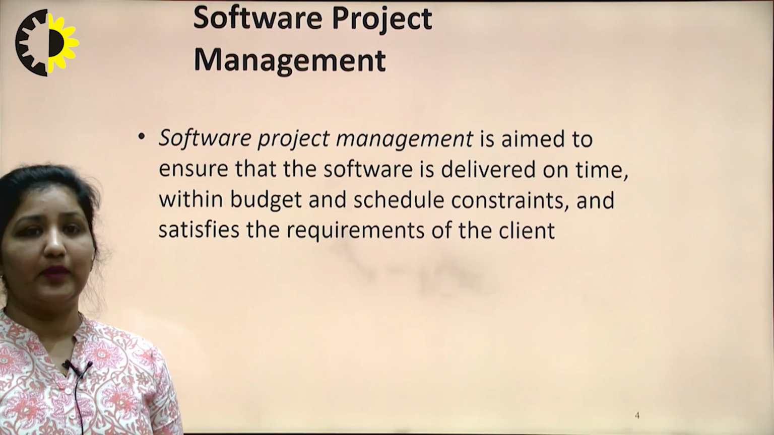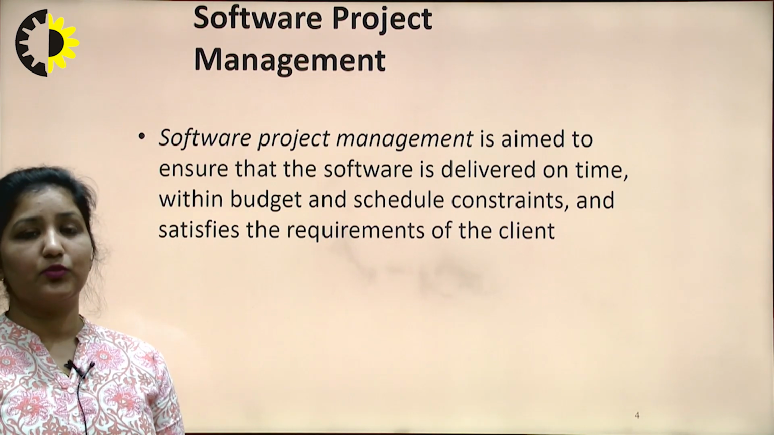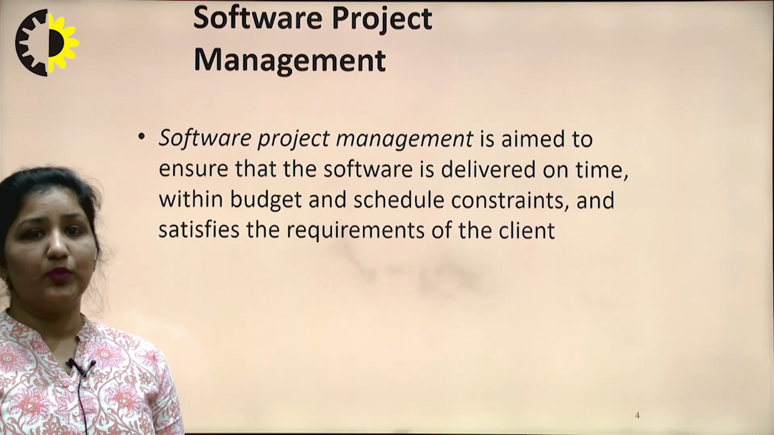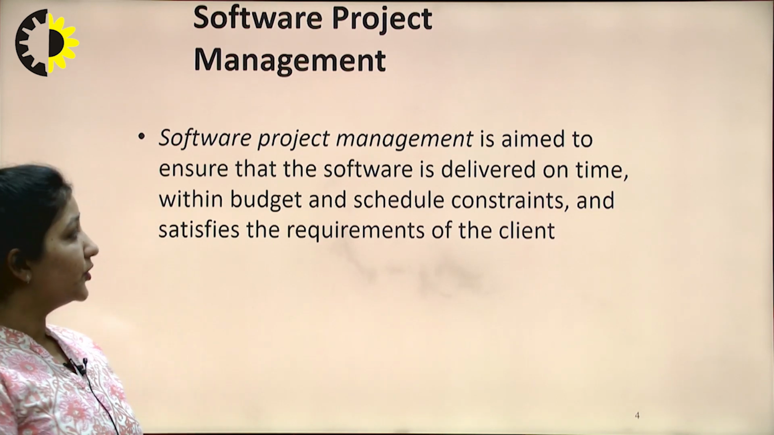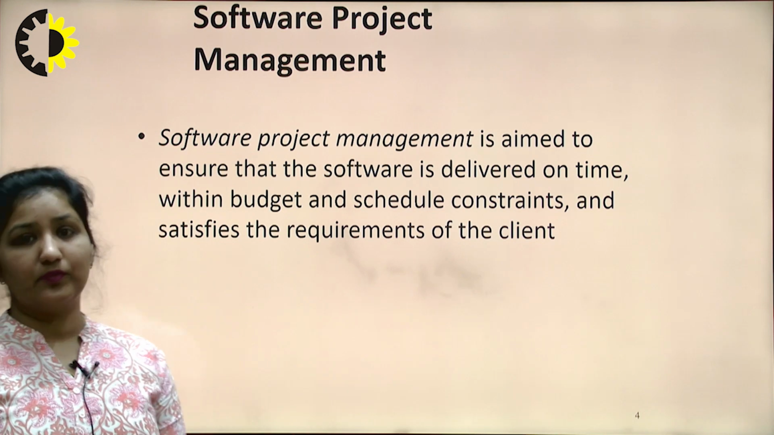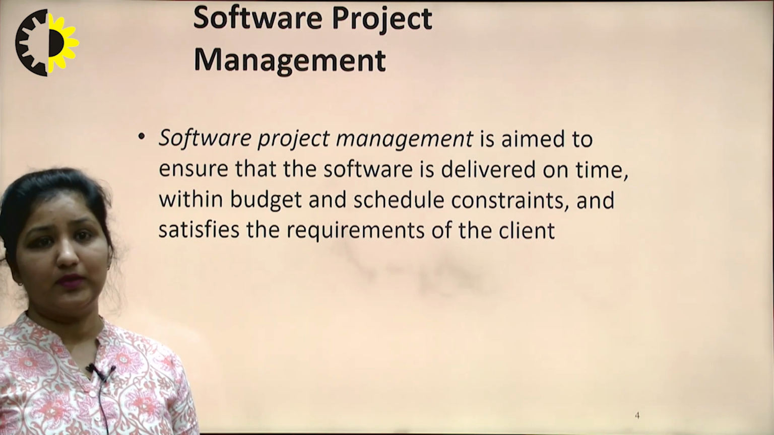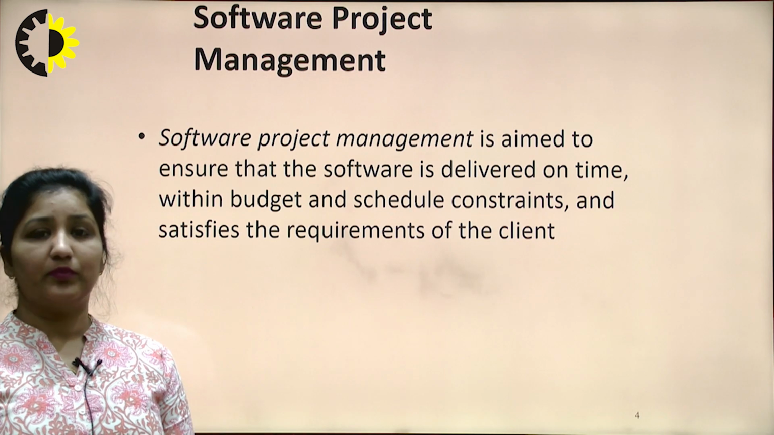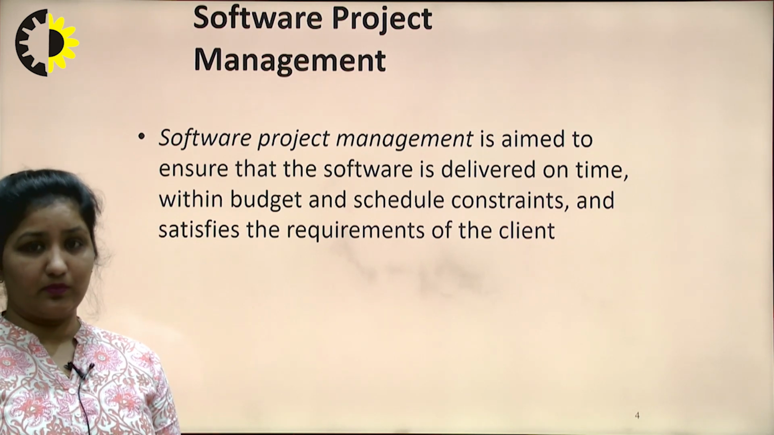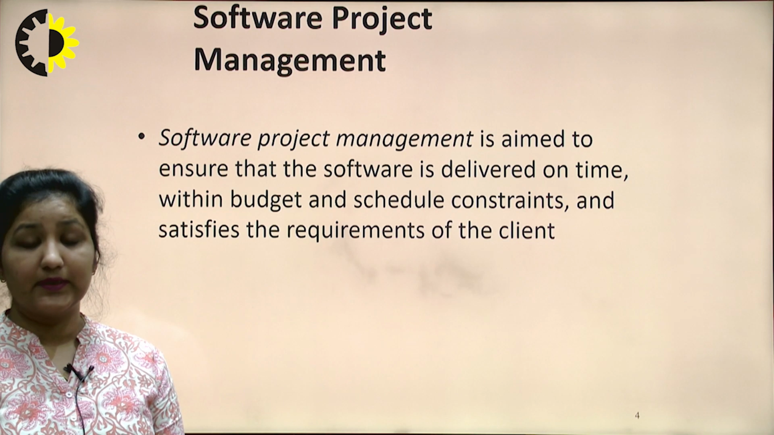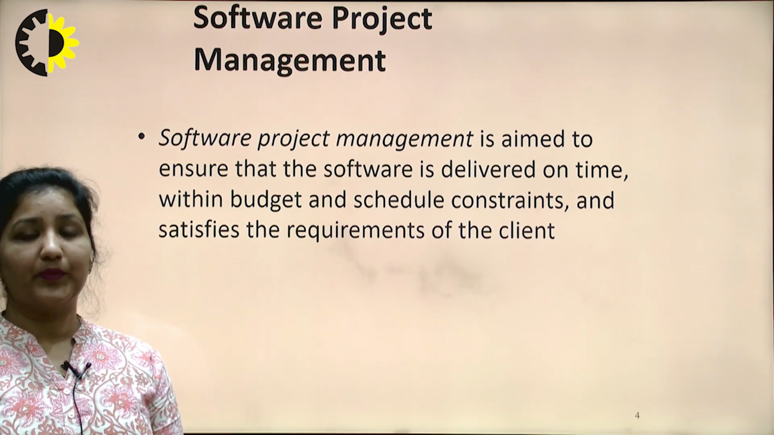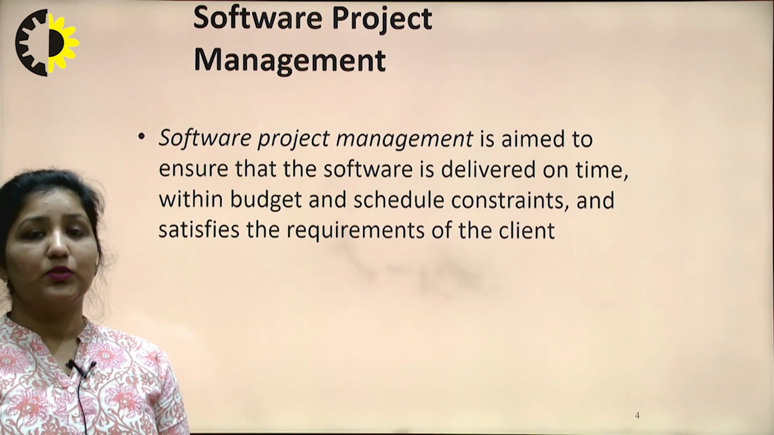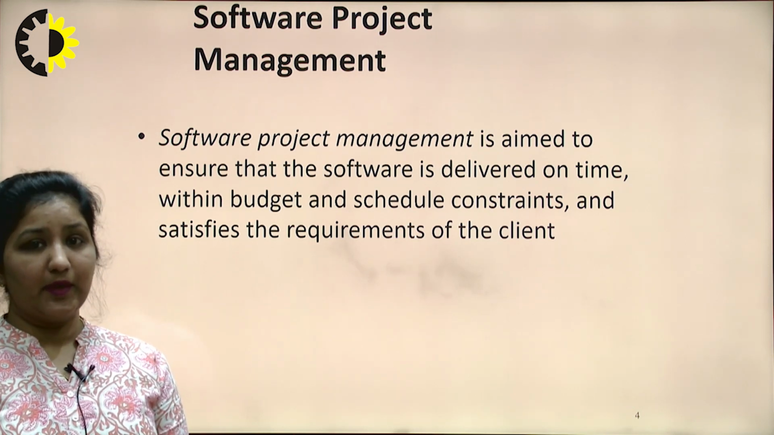Now, if we combine these terms, software project management. Software project management aims to ensure that the software is delivered on time, within budget and schedule constraints, and satisfies the requirements of the client. So basically here come three main terms: the software should be within the budget, the schedule should be within the time we have committed to the client, and it should be according to the requirements of the client, because the client is giving the project to be completed within the committed time, and for that he is paying too.